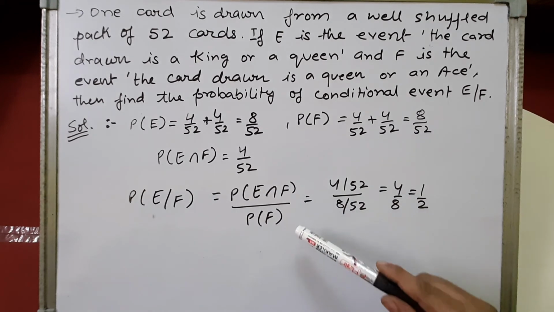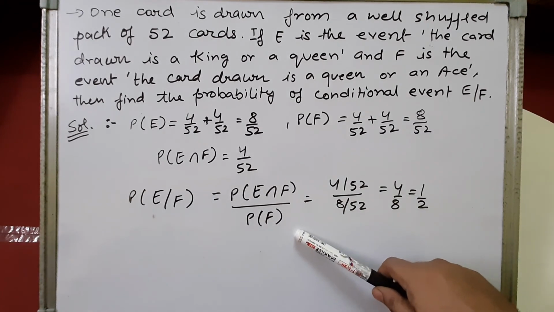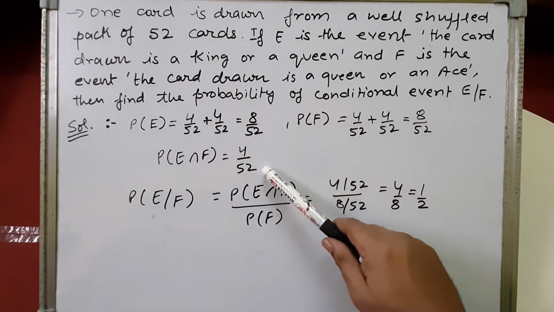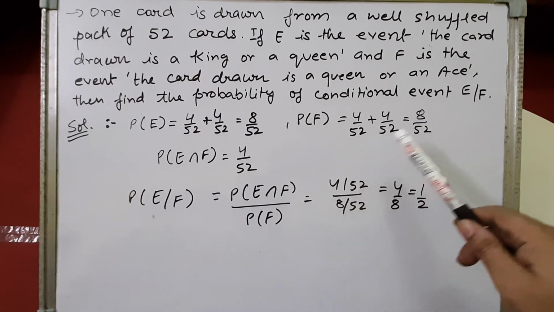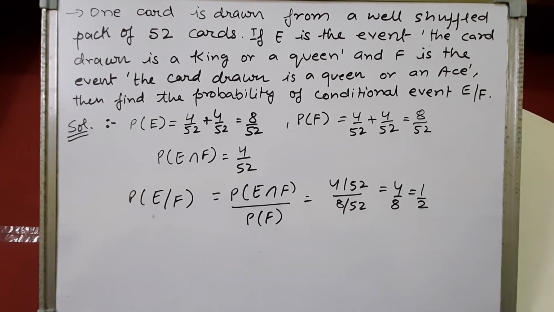So probability of E upon F will be probability of E intersection F upon probability of F. And the probability of E intersection F we have calculated as 4 upon 52, upon probability of F which is 8 upon 52. So this 52 and 52 will get cancelled. 4 upon 8, it will be 1 by 2. Alright children, please note down.